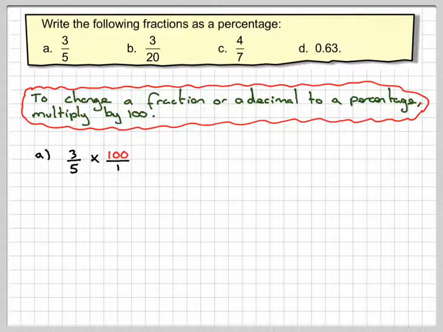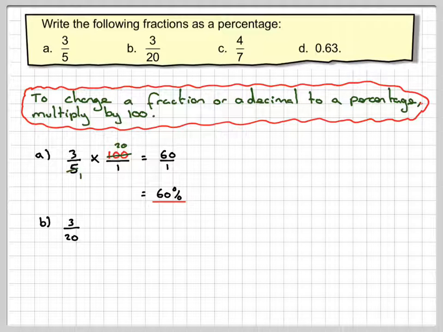So 5's go into 5 one time and then into 100 20 times. 3 times 20 is 60. 1 times 1 is 1. 60 divided by 1 is 60%.